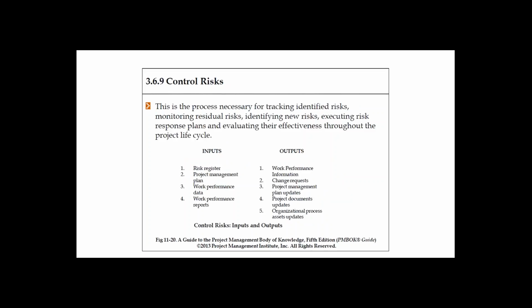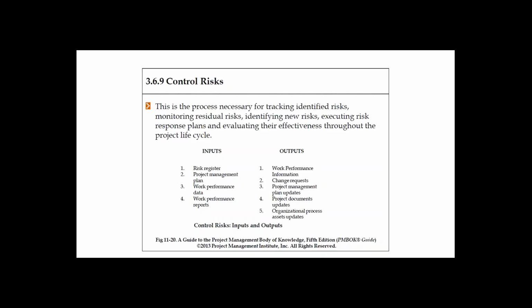Okay, so you have control risk. This is the process necessary for tracking identified risks, monitoring residual risks, identifying new risks, executing risk response plans, and evaluating their effectiveness throughout the project lifecycle. So this is the process necessary for tracking identified risks. We already have risks identified.